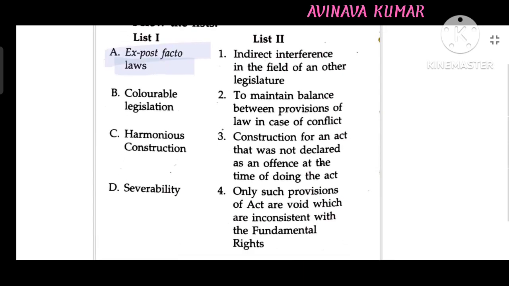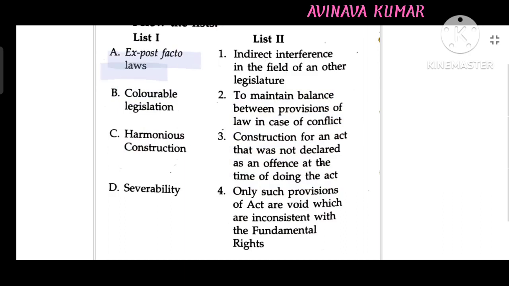Ex post facto law: construction for an act that was not declared as an offense at the time of doing the act. Color-label legislation. Harmonious construction: to maintain balance between provisions of law in case of conflict.